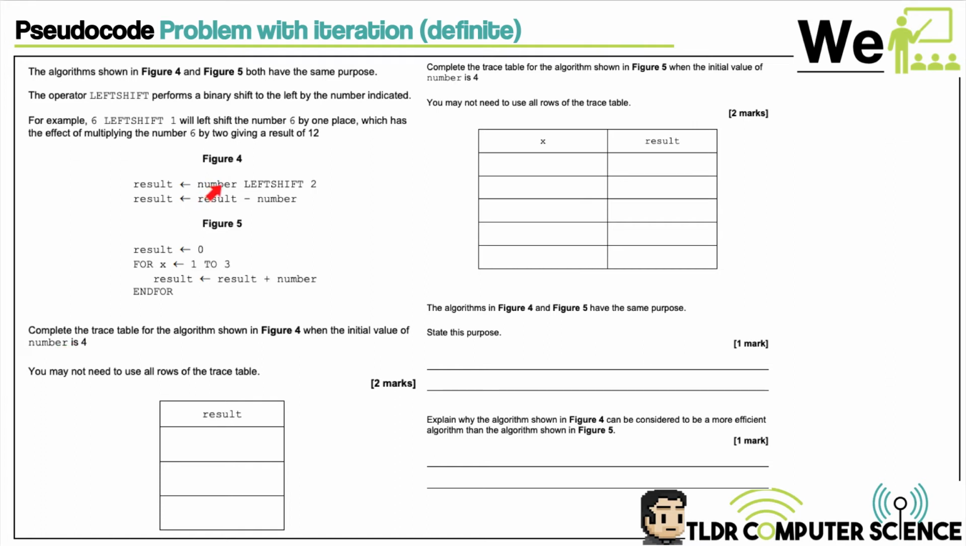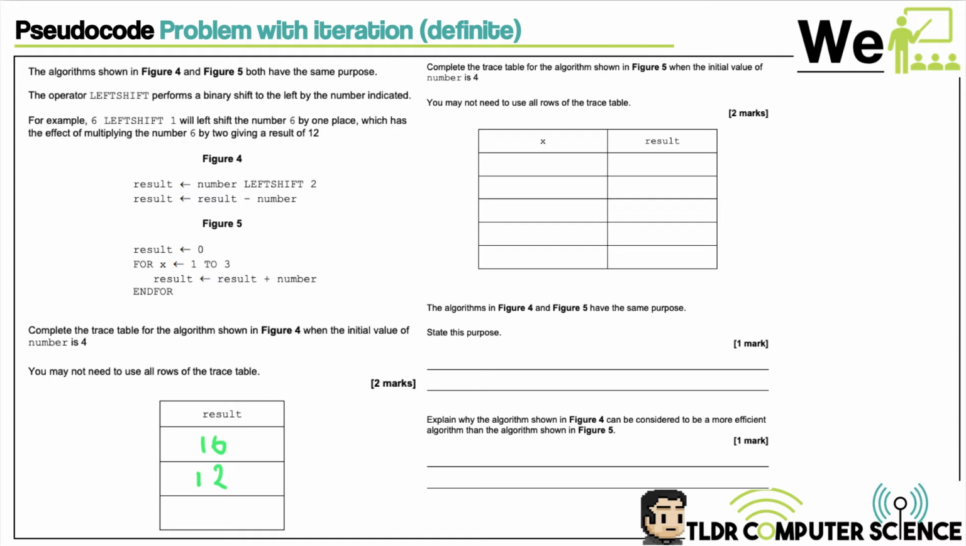Complete the trace table for figure 4 when the initial value of number is 4. So number is 4, left shift by 2. So left shift by 1 will be timesing it by 2, but left shift by 2 is timesing it by 4. So result, first of all, is going to be number, so that's 4 times by 4. So it'll be 16. So the original one here is 16. So that's this value here. And then it's result minus number. And number is still going to be 4. So in this case, it will be 12.